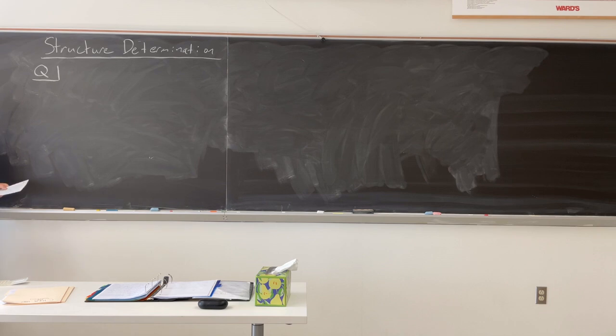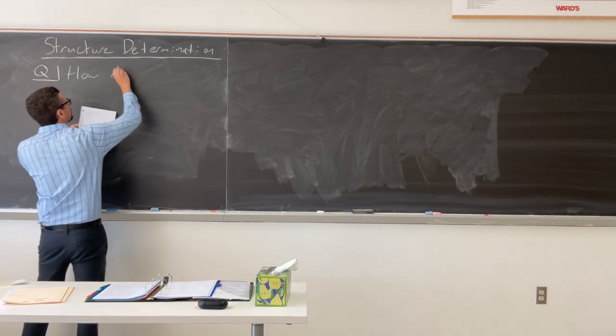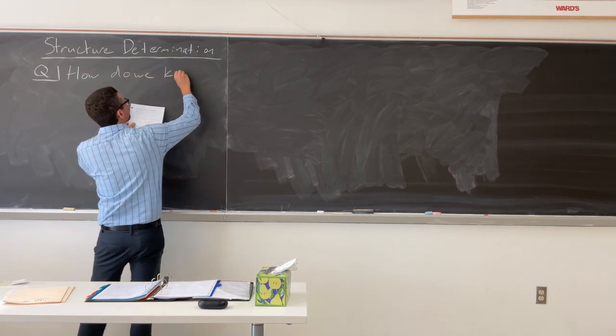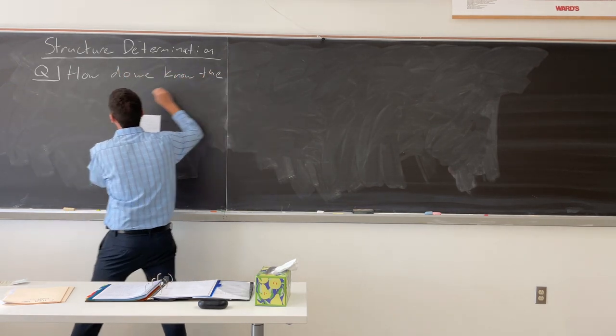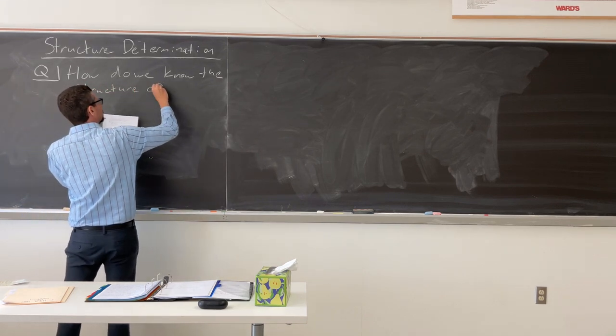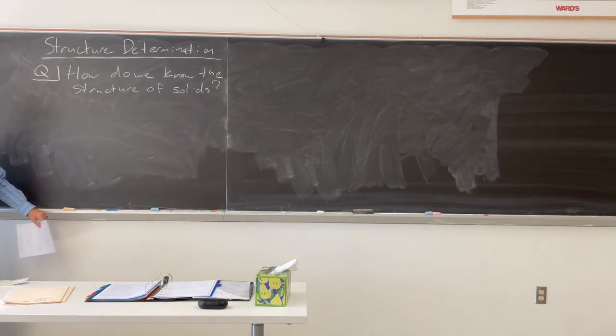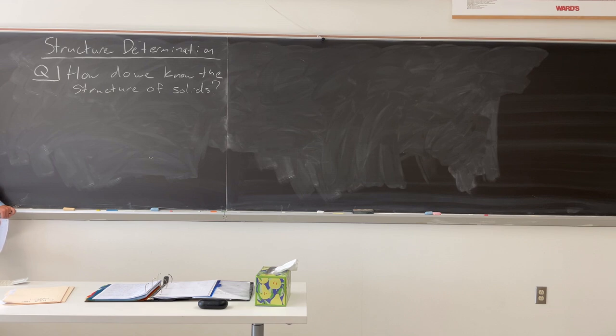So question, how do we know the structure of these solids? So how do we determine that? And I mean it in a general sense. I don't mean a specific one. When you're in lab and you say you made something, you use spectroscopy most of the time.